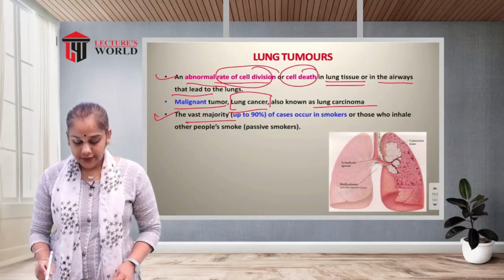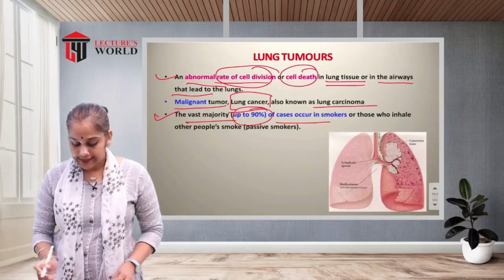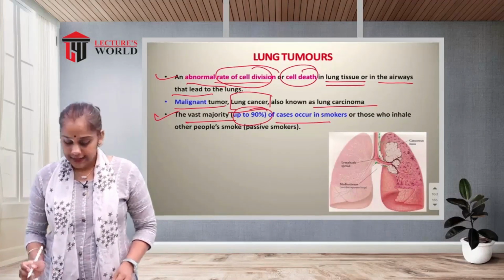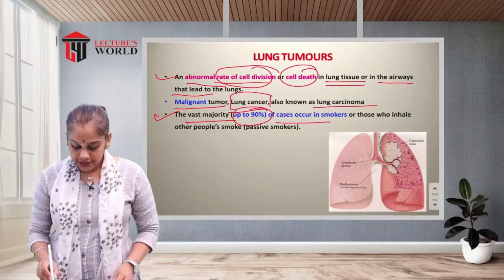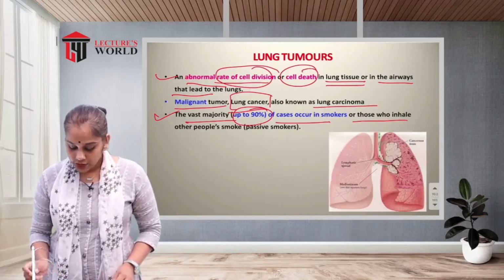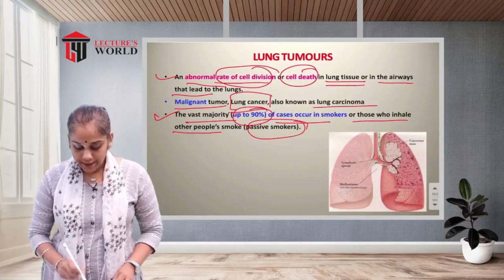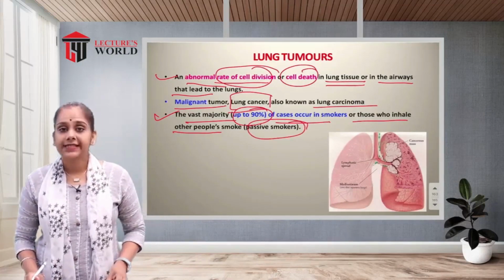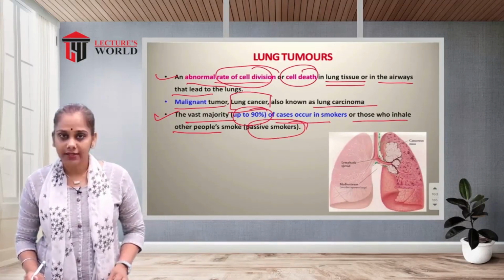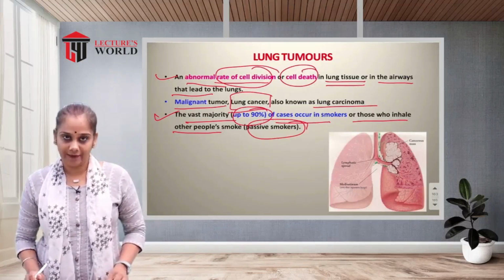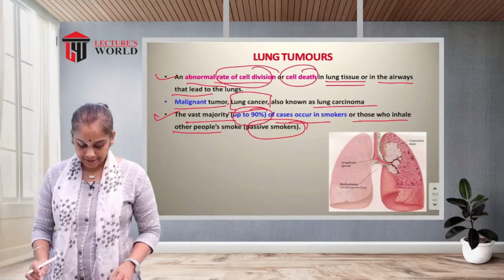In malignant tumors, the vast majority, up to 90% of the cases, occur in smokers who are chain smokers. In that, this condition can occur. Those who inhale other people's smoke are known as passive smokers. In passive smokers, that can occur. Why? Because passive smokers are also victims of smoking.